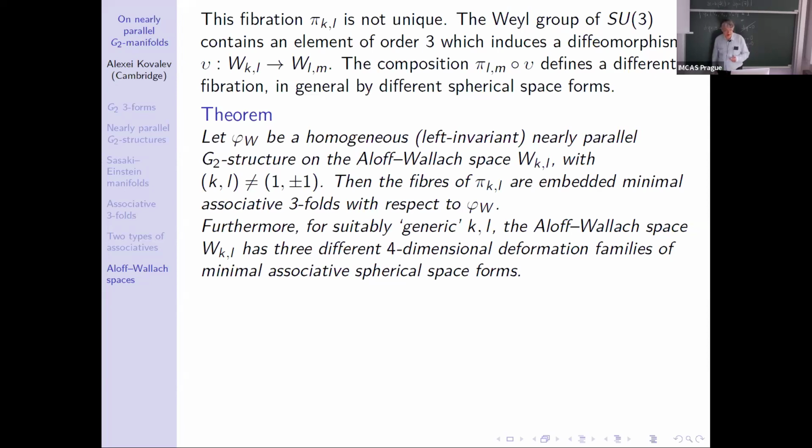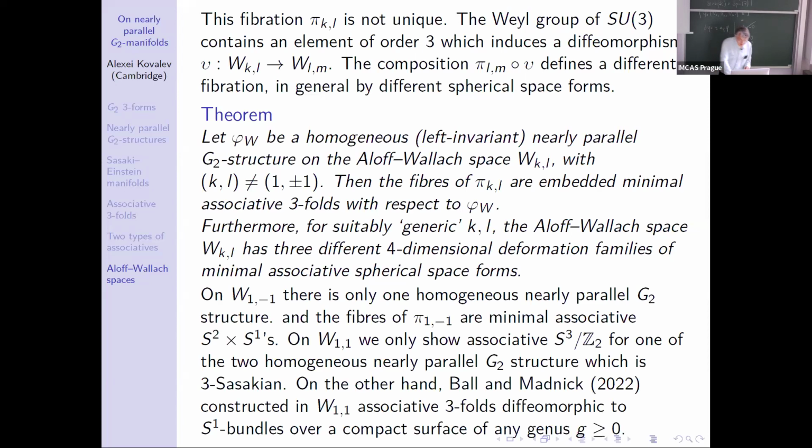So furthermore, for sufficiently general K and L, we get 3 different 4-dimensional deformation families of these minimal associative spherical space forms, having to do with this ambiguity of choosing a fibration. Now, what about these exceptional values of parameters?